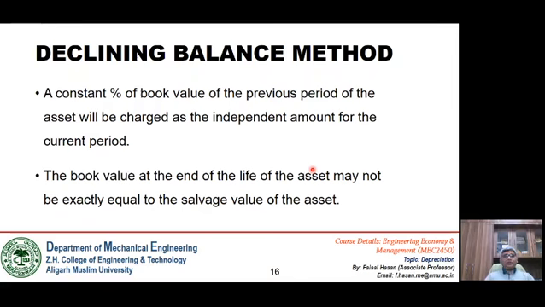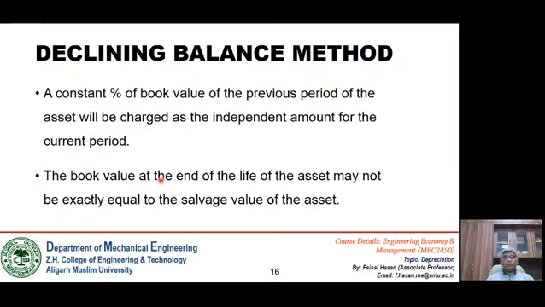And the third method is the declining balance method. The primary difference between the declining balance method and the straight line method is that in the straight line method, we are deducting a fixed amount every year for calculating the depreciation. However, if we replace this fixed amount by a fixed percentage, then that method will be known as the declining balance method. So a constant percentage of book value of the previous period of the asset will be charged as the depreciation amount for the current period. So that is the primary difference between the straight line method, SOYD method, and the declining balance method.